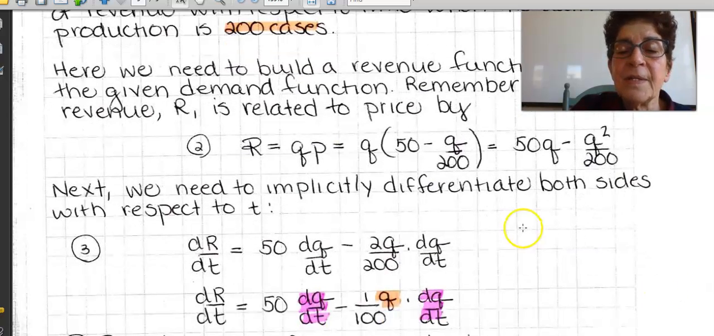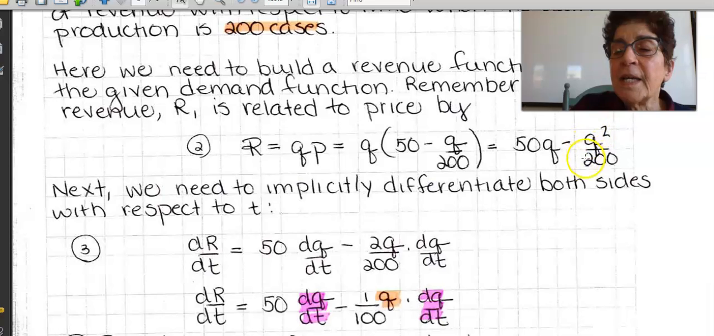Next, I'm going to differentiate this equation implicitly with respect to time. On the left-hand side, I'm going to differentiate R, that gives me a 1, and then take the derivative of the inside function, because I'm using the chain rule, because R is a function of time. That gives me dR/dt. And then I'm going to differentiate 50Q with respect to time. 50 is a coefficient, it just comes through. Q to the first differentiates as 1 for the outer function, and dQ/dt for the inner function.